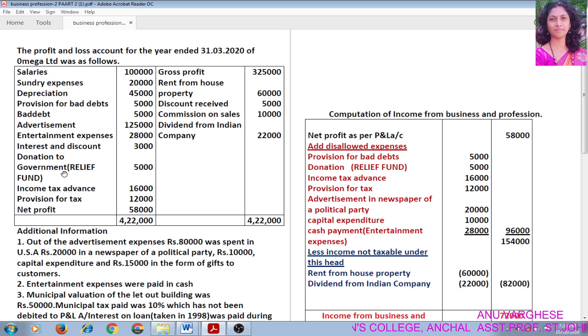Next one, donation to government. We have already mentioned that if there is any figure of donation that is debited in P&L account, we have to add it here. So donation 5,000. Then again income tax advance, that is also a disallowed expense. So write here income tax advance. Provision for taxation, all provisions are disallowable expense. So write here provision for taxation 12,000.